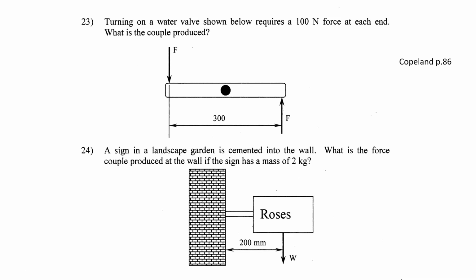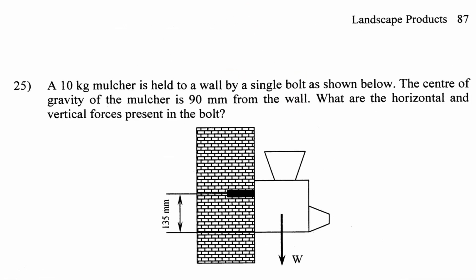Here we have a sign for roses, right? What is the force couple if the sign has a mass of 2 kilograms? Well, it's going to be 2 kilograms, which is 20 newtons. A bit of a trick for people. Some people wouldn't have remembered to multiply by gravity. So 20 newtons times 0.2 meters, so 20 times 2 would be 40, so it's going to be 4 Newton meters. Again, too lazy to check. If I got that maths wrong, yeah, I'm not even using a pen, so I don't mind.